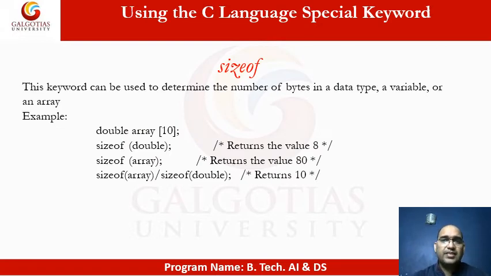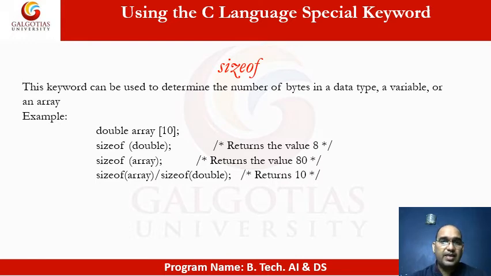Now, using the C language special keyword. There is a special keyword sizeof. The purpose of the sizeof operator is that whenever you use it, it tells you the size of that particular thing, whether it is a variable, a constant, or a data type.